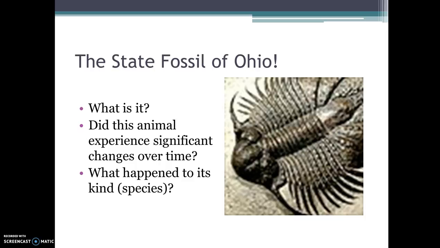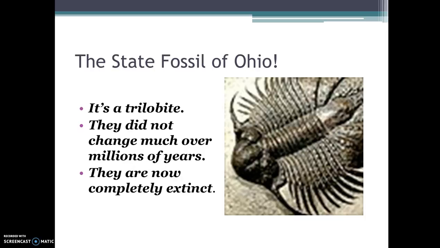And just kind of a random fact, you may recognize this as the state fossil of Ohio. That's a trilobite. And it asks, did this animal experience significant changes over time? You might know a little bit about trilobites and that they lived in shallow seas that once covered Ohio. And of course, they really didn't experience any significant changes over time. So when the shallow seas disappeared, of course, they disappeared as well and went completely extinct.